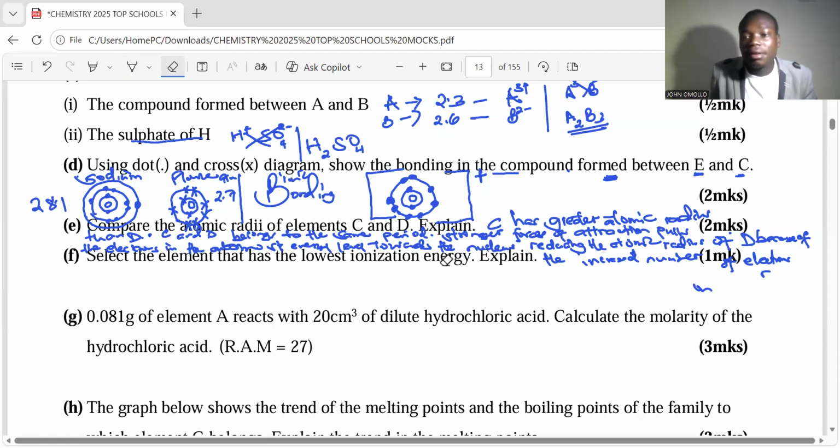Remember, this pen is writing in large so that you can easily see, and that is why it consumes a lot of space.